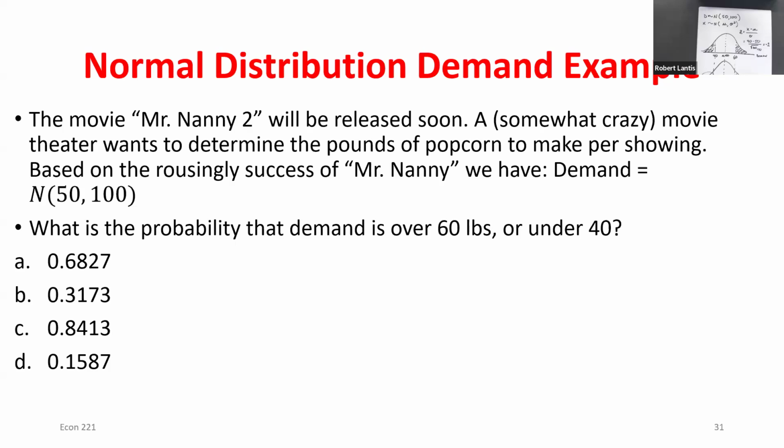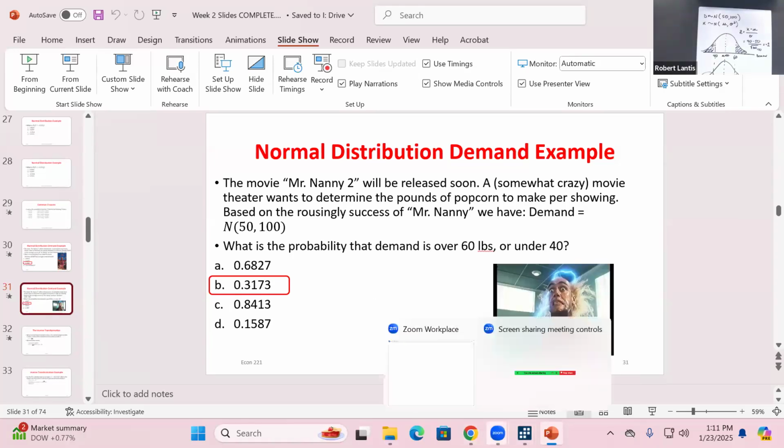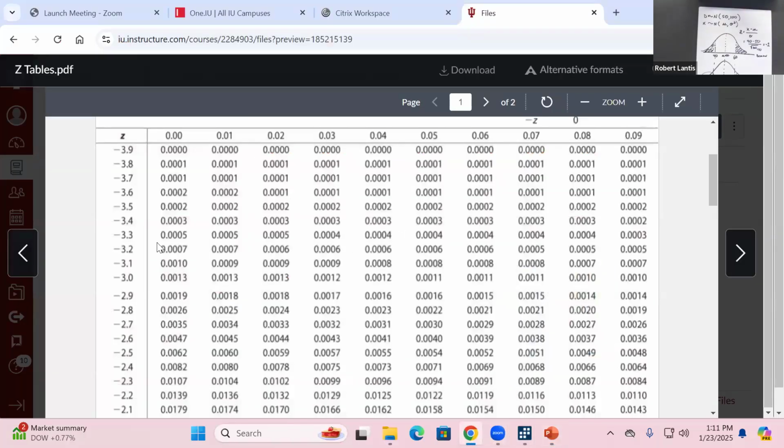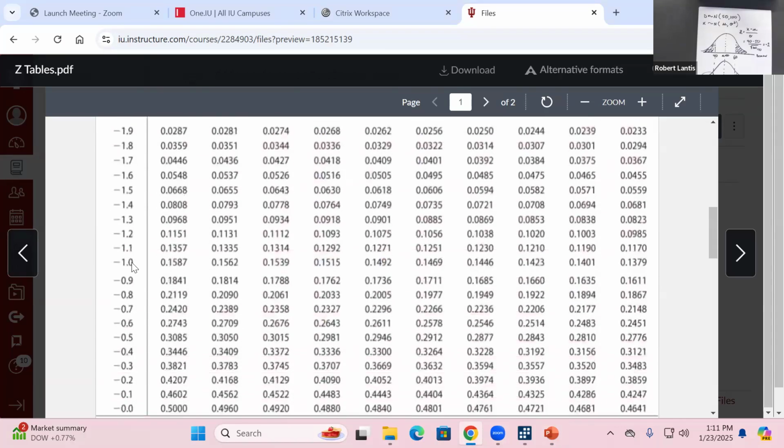So the area to the left of -1, what'll be true about that relative to the area to the right of +1? Exact same value, right? So I'm going to go ahead, look up, where did I have it? There we go. Negative 1.00. So my second decimal is 0. My first decimal is 0. Negative 1.00, 0.1587. Okay. So I've got this area here, 0.1587, which means the area over here has to be 0.1587.